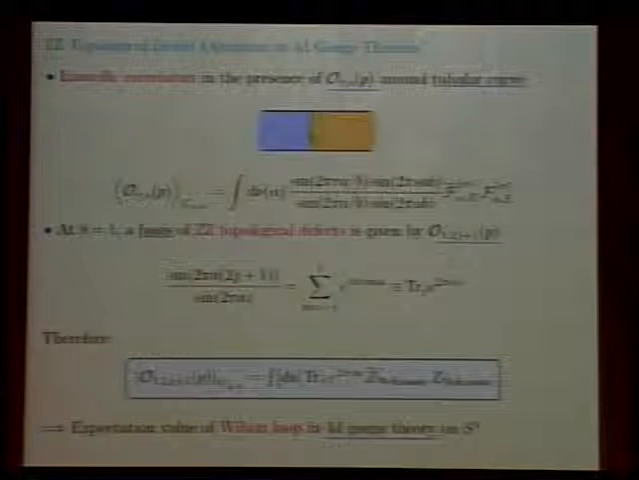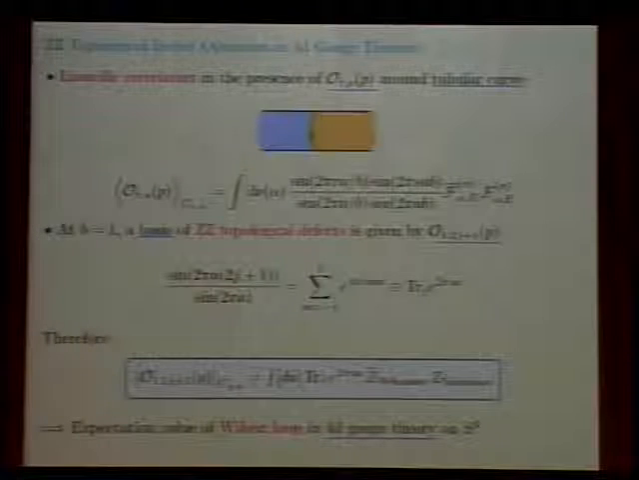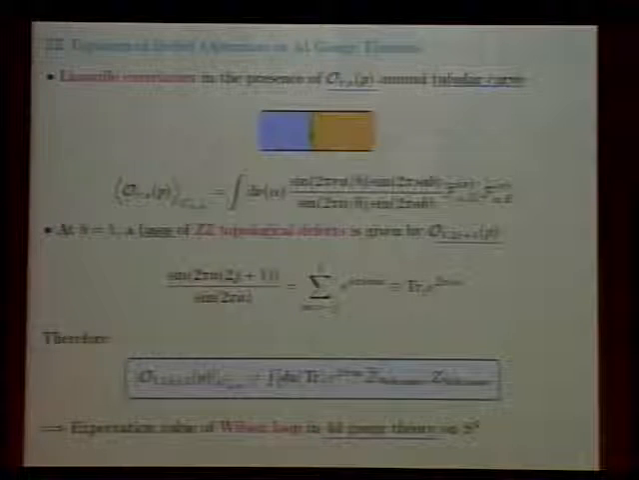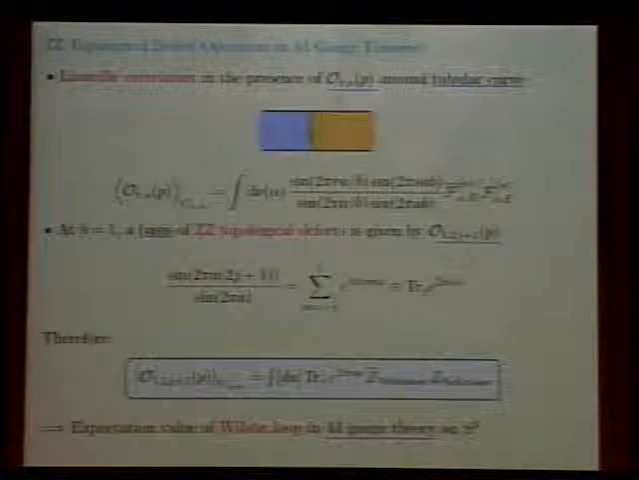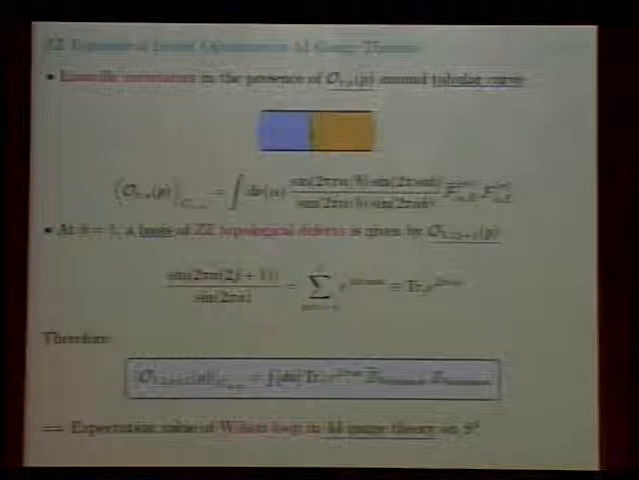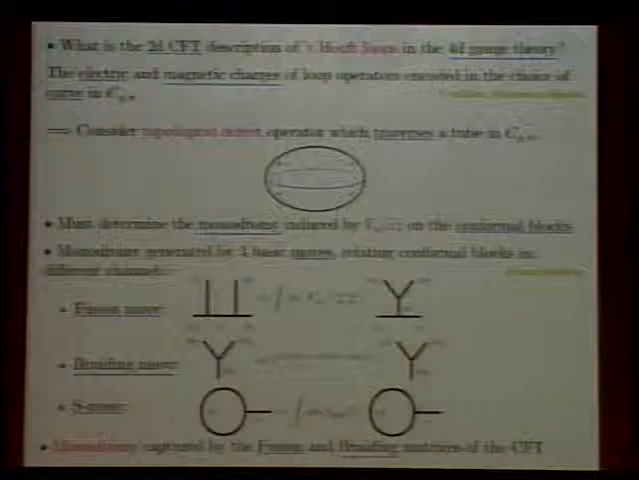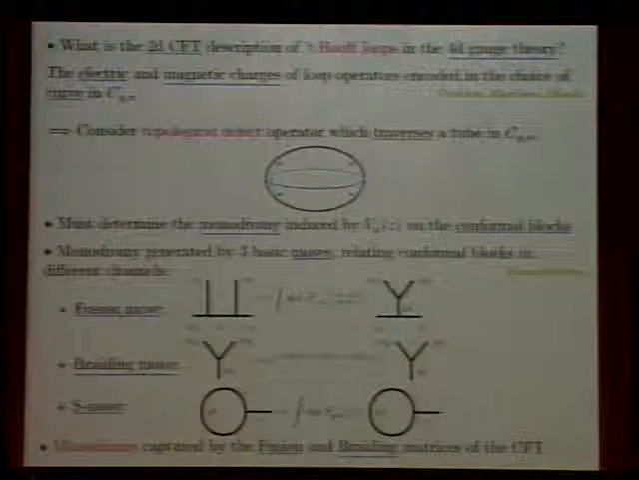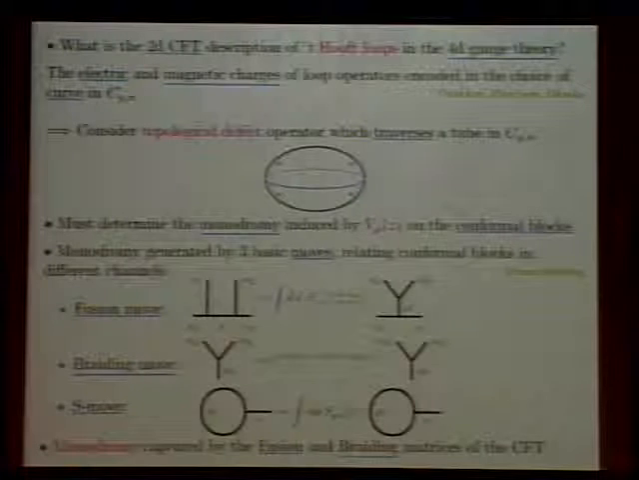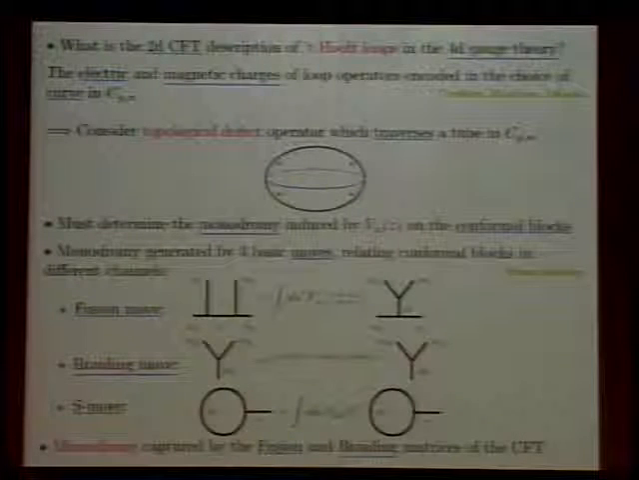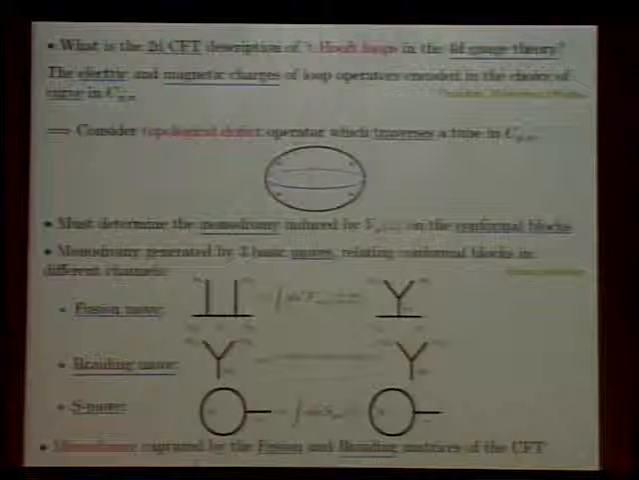So we found that ZZ topological defects, when they wrap a circle in the Pan decomposition, compute Wilson loop operators. And we reproduce, doing this way, answers that were known before. But now we want to do better and try to use this Liouville connection to compute things that we didn't know before. In particular, one of the basic questions you can try to ask is, what is the 2-dimensional CFT description of 't Hooft loop operators in the 4-dimensional gauge theory?